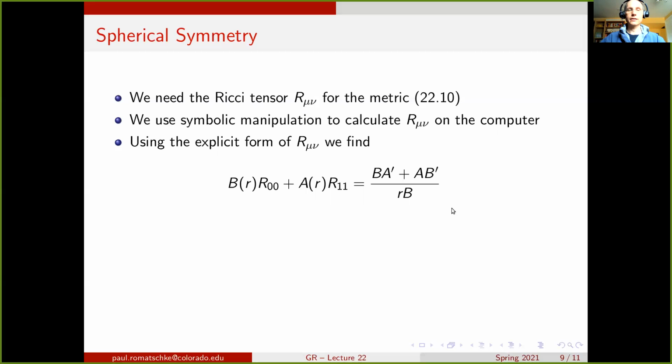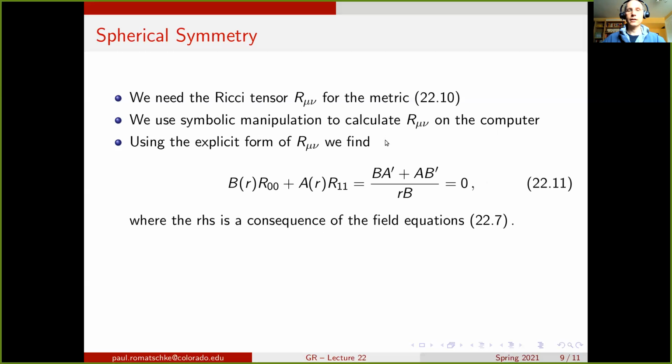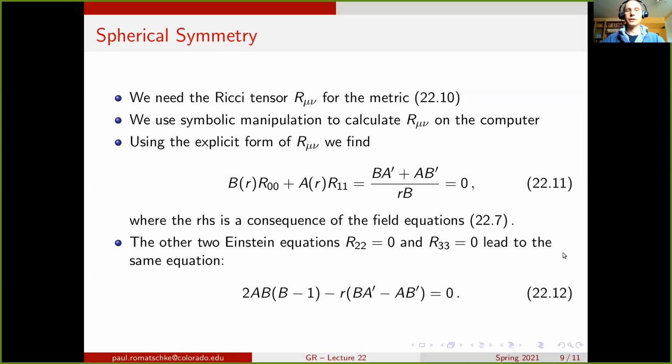Now, since the Einstein field equations say that R_mu_nu is equal to 0, these terms both vanish. So we find that this combination of the functions a and b is also vanishing. By the way, the prime here just denotes differentiation with respect to the argument r. So we have this one equation that the functions a and b have to fulfill if these parts of the Einstein field equations are supposed to be solved. In addition, we have two more Einstein field equations, R_22 and R_33, which are not trivially 0, and they give rise to the same equation. The equation for a and b is listed down here, and I think there's a prime missing here. This equation is something that we also have to make sure is fulfilled if we want to claim to have a solution of the Einstein field equations.